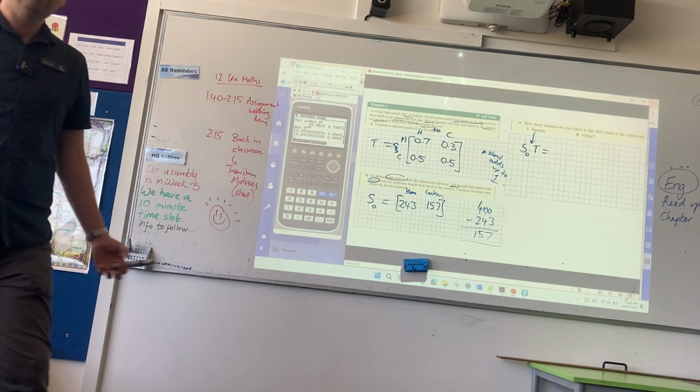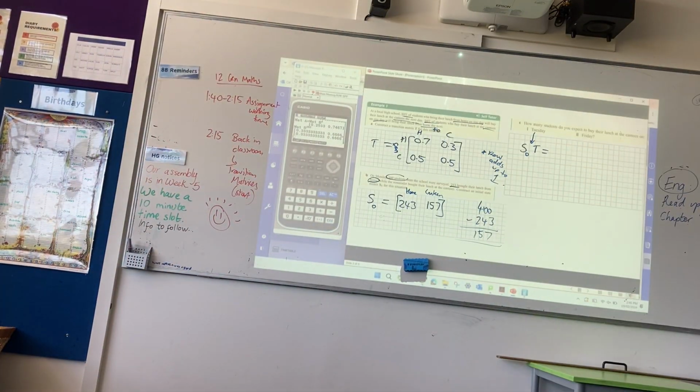So again, on your calculator, you're going to need to reset things up. Tanya, what two things am I going to need to change on my calculator? B and... so I'm going to need to change my matrix B. Let's do that first. So here's my matrix B. Let's change that to like 0.7, 0.3.